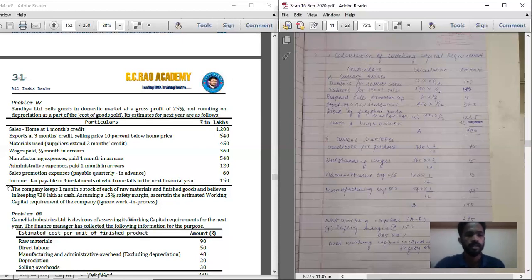Now, see here, sales promotion expenses payable quarterly in advance. For the future, you are paying beforehand itself. So here it is paid in advance, so it will fall under current assets. So record prepaid sales promotion expenses. How much is the total value? 60 lakhs, payable quarterly. So 3 divided by 12. So 60 into 3 divided by 12. In the amount column, put 15.